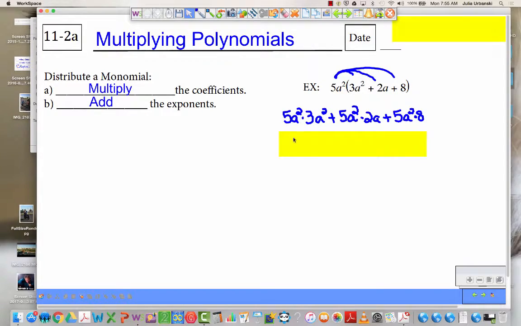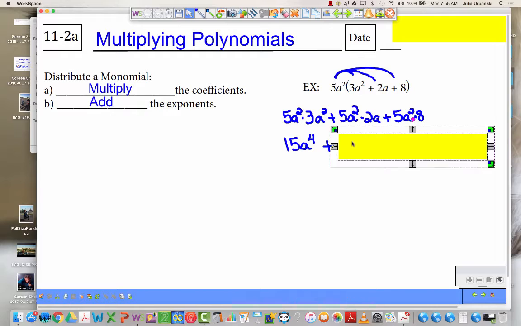And now it's just like the last chapter. You multiply the 5 and the 3, you get 15. But what do you do with a squared and a squared? Add them. You get 15a to the 4th. Okay, so this is just a two-step thing, and I know you've seen it. 5a squared times 2a. You multiply the coefficients, the 5 times the 2, but then you add the exponents. So it's going to be 10a to the 3rd, because there's an imaginary 1 right here, 2 plus 1.